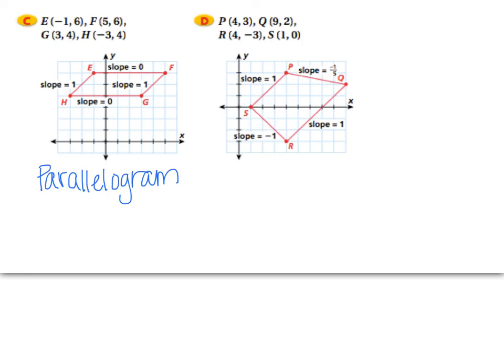Alright, looking at D, I notice that the slope of this line and this line are the same, which makes these two lines parallel. These are not the same, nor are they opposite reciprocal, so these are not perpendicular. So we have one set of parallel lines, which makes this a trapezoid. Since it's only a trapezoid, it doesn't fall under any other categories, so this is the only one it is.